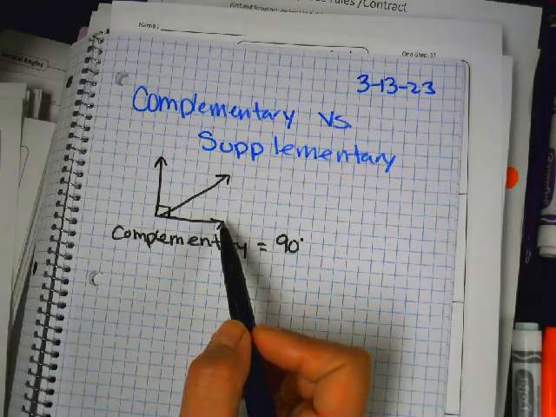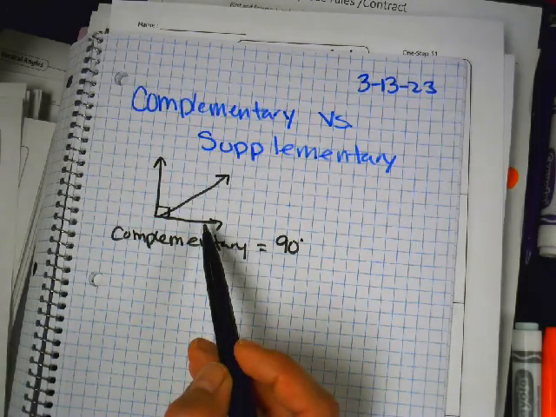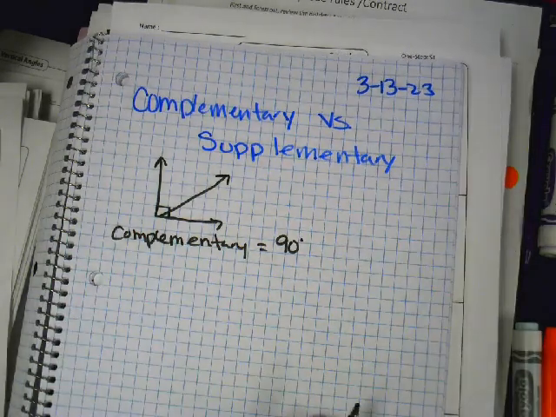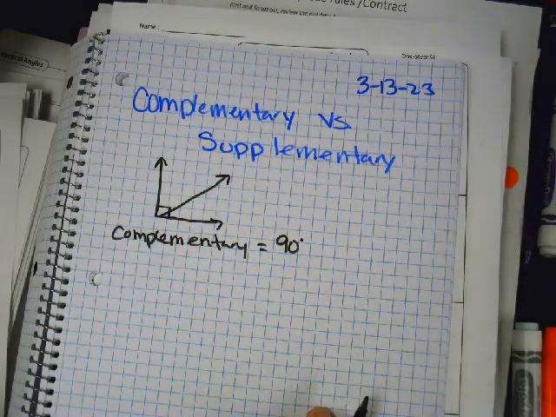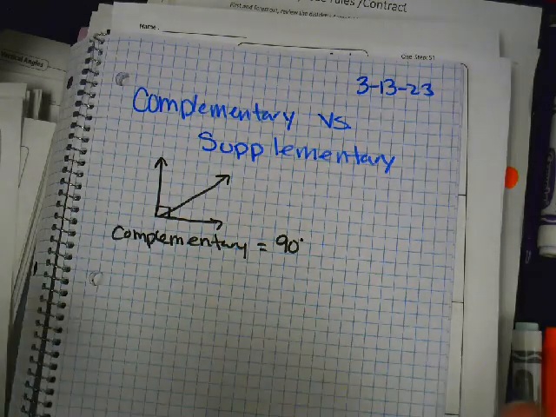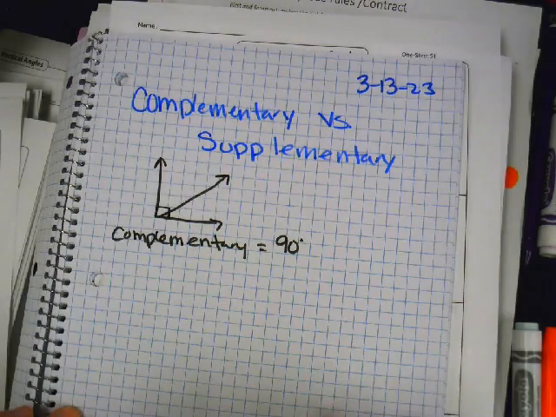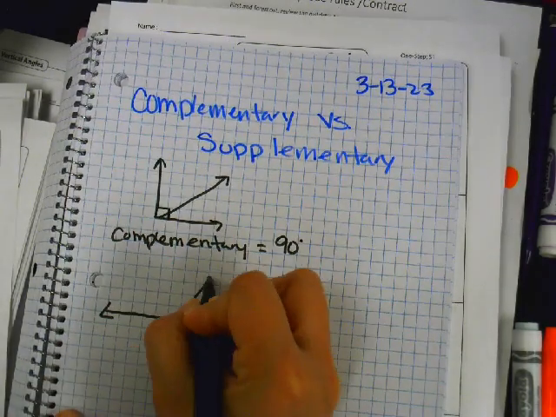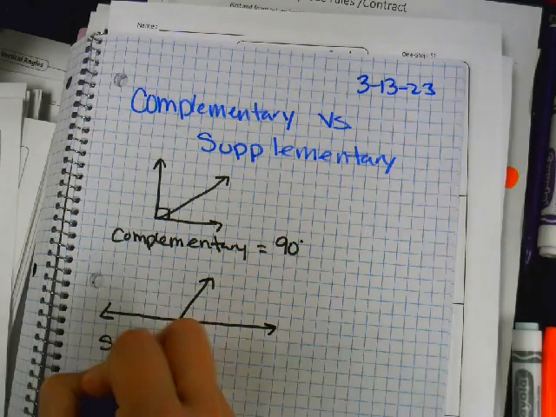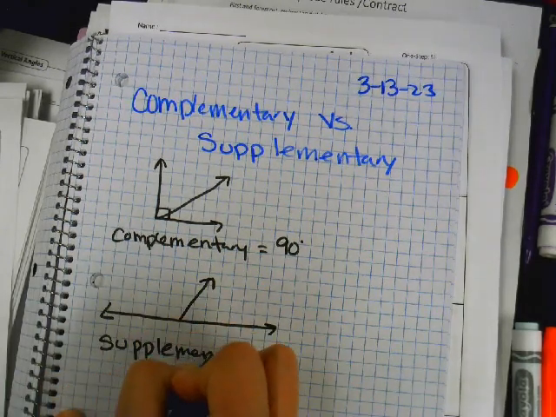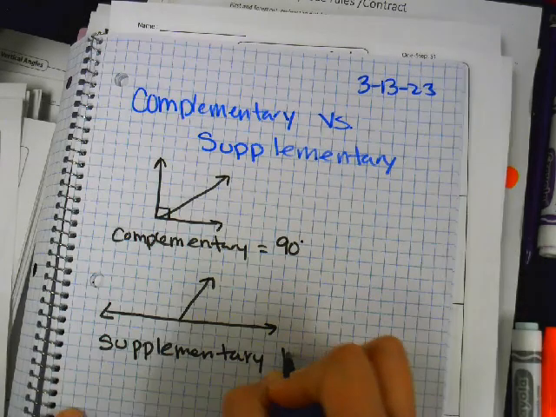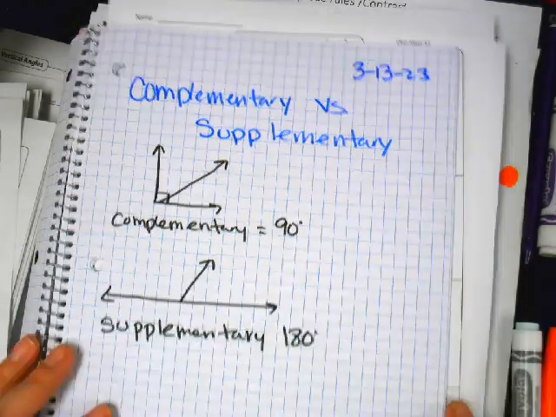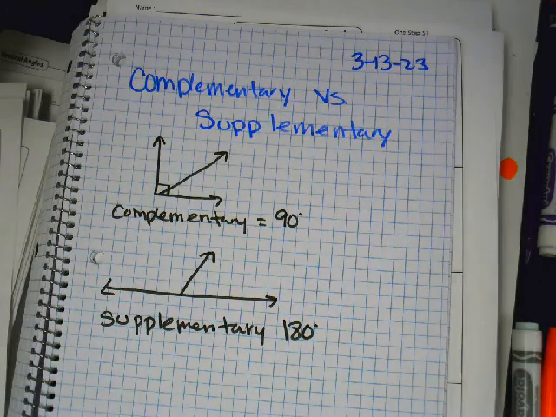A lot of it's visual. Like, what does this look like? Oh, it looks like 90 degrees. So if it looks like an L, 90 degrees. And then supplementary looks like what? A straight line. So if it looks like a straight line, then we have supplementary. And what does supplementary have to equal to? 180 degrees. Okay? So part of it is visual. If it looks like 90, make it equal to 90. If it looks like 180, make it equal to 180.